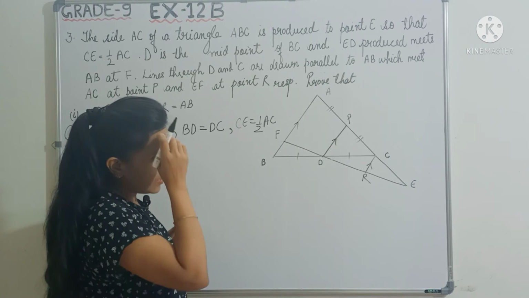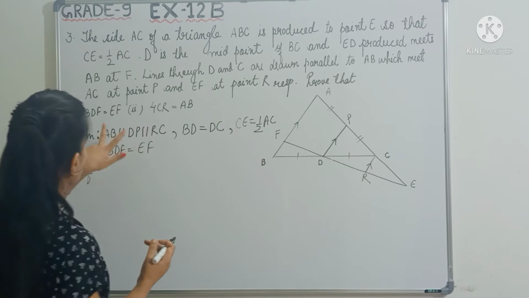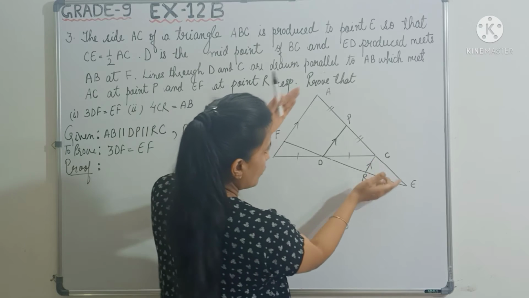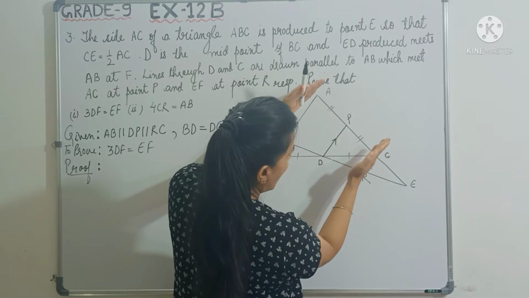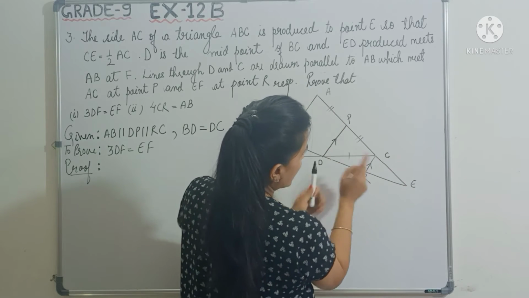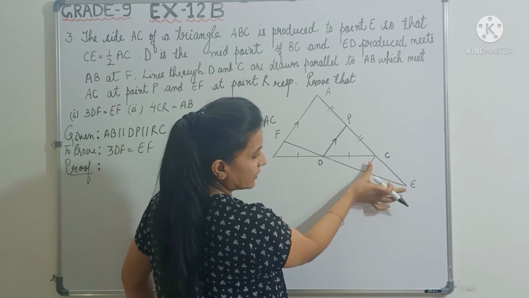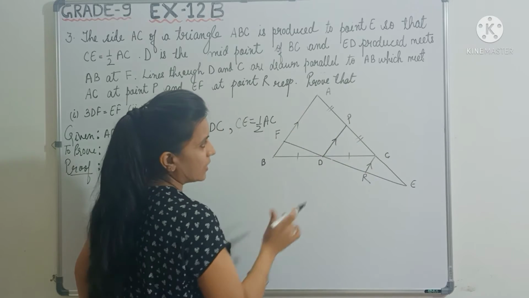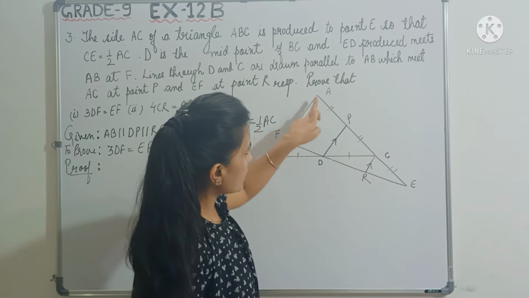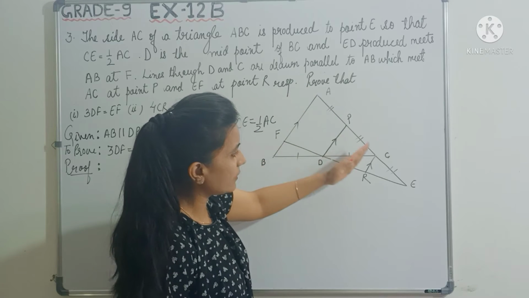Now after this, what else is given? They have given something about CE, right? They have given that CE is half of AC. It means what? See, half of AC is AP and PC, right? So AP will be equal to PC will be equal to CE, because it's given that CE is equal to half of AC. So we have shown that this transversal, CA, is making equal intercepts on these three parallel lines, right?